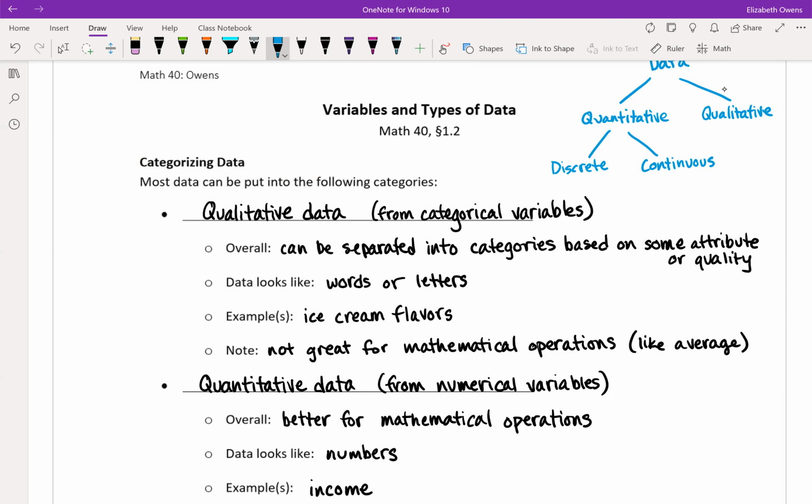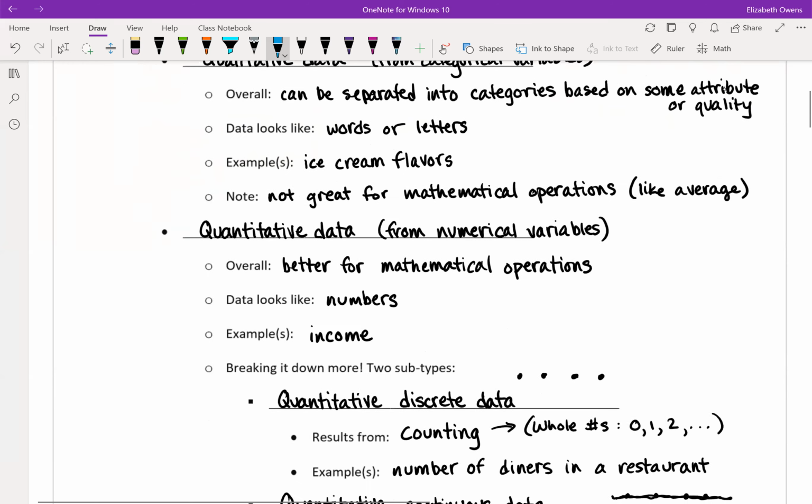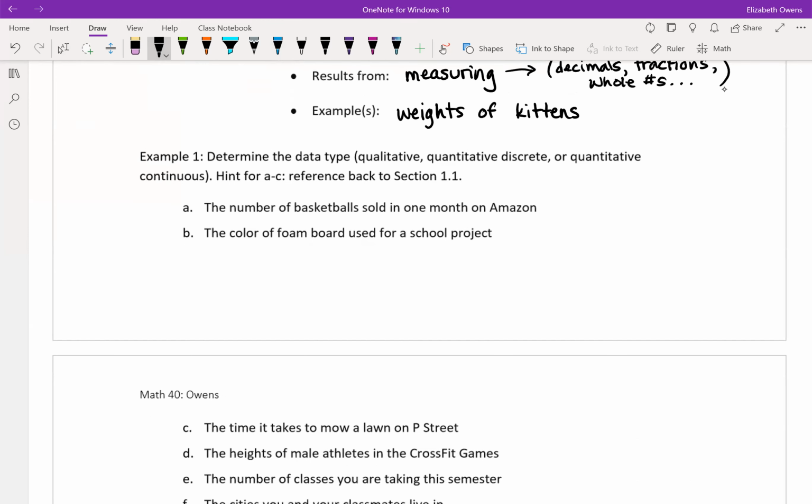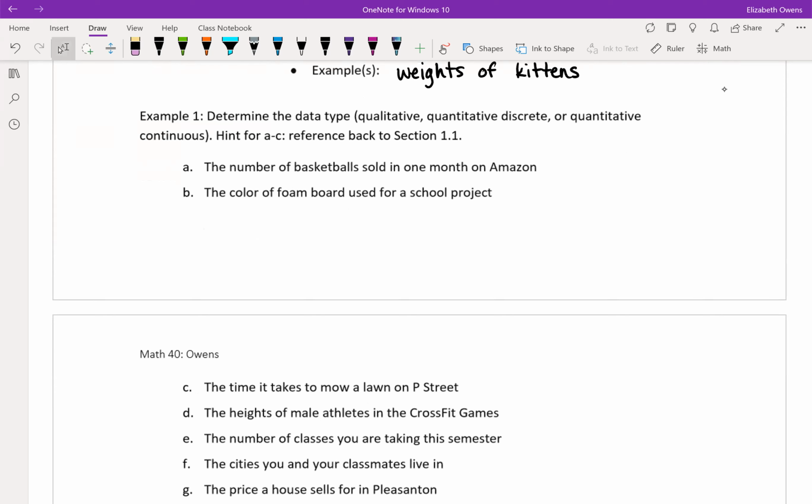from measurements. All right, now we're going to look at example 1 and determine the data type for each of these data sets. So if you want to try this on your own first, that's great. Just pause the video right here and try it out. You can reference back to section 1.1 for little hints with A through C. These are some data sets we already looked at, categorizing the variable for those. But if you'd like to either check your work or just do it with me right here, let's get into it.